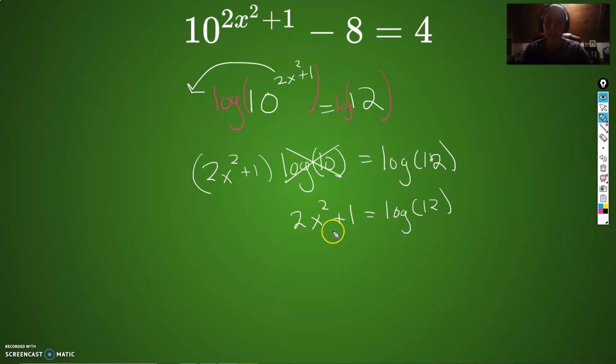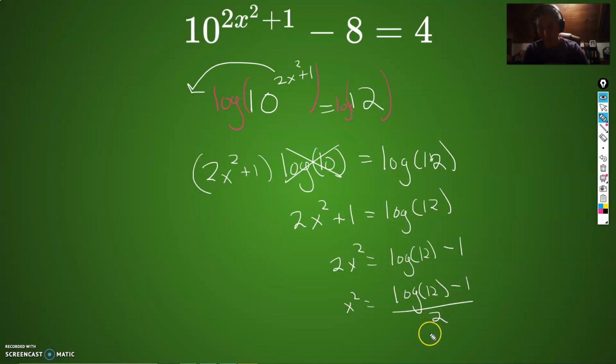Let's see, now what do we have to do? We need to isolate this x, so let's subtract 1 from both sides. So we get 2x squared equals log of 12 minus 1. Now let's divide everything by 2. X squared equals log of 12 minus 1 divided by 2. Now let's take the square root of everything, and this is going to get extremely messy. So x equals plus or minus the square root of, and I'm going to throw this into a calculator and turn it into a decimal.